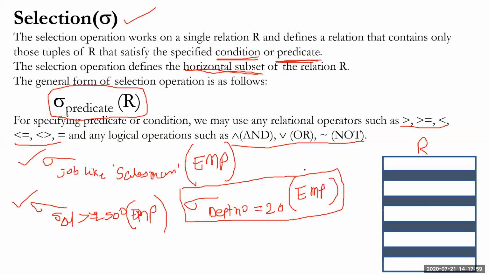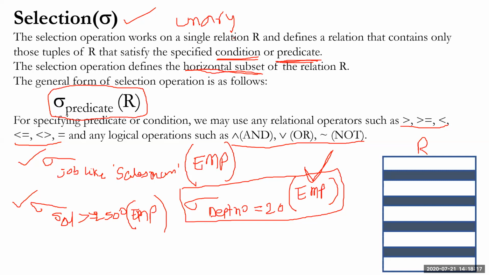Look at this. Only one relation has been taken into consideration. Because a single relation is taken, this selection is called a unary algebraic operation. This is a unary operation.